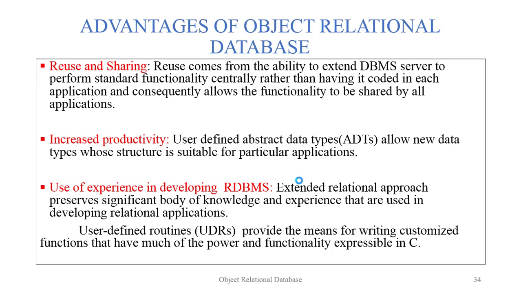Advantages of object-relational database. First is reuse and sharing. Reuse comes from the ability to extend the DBMS server to perform standard functionality centrally rather than having it coded in each application, and consequently this allows the functionality to be shared by all the applications. This is achieved through creating object types, varying arrays, indexes and tables which can be nested within any of the tables.